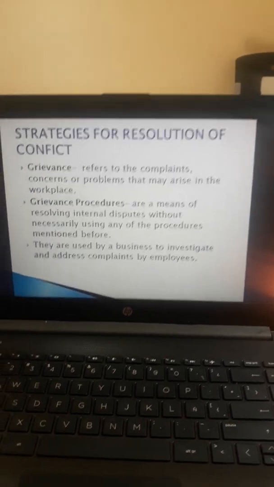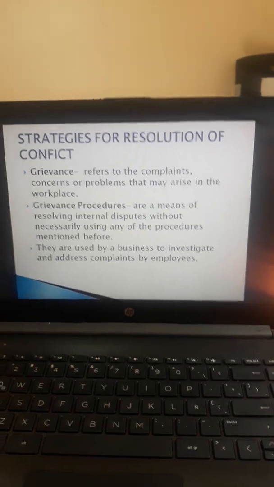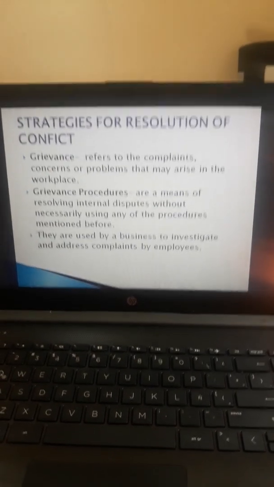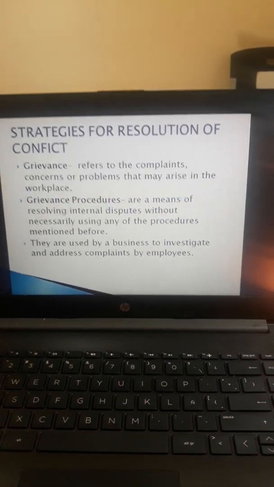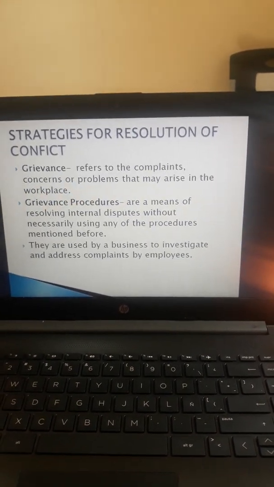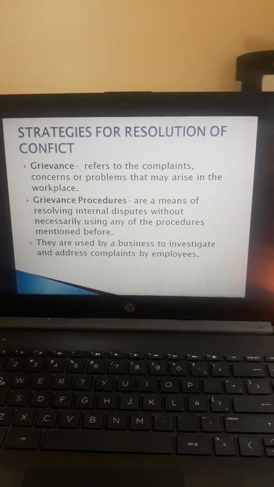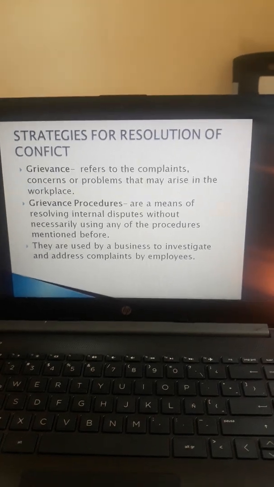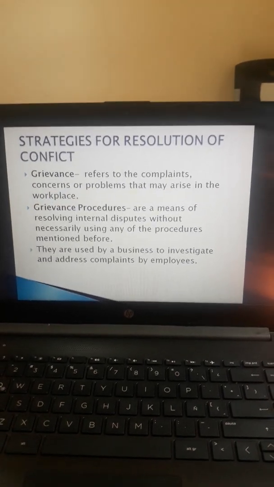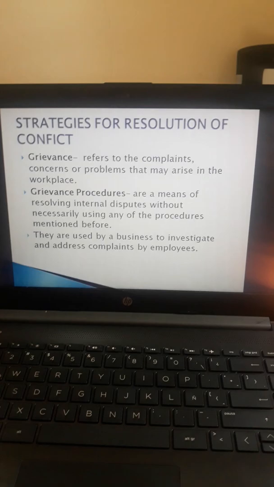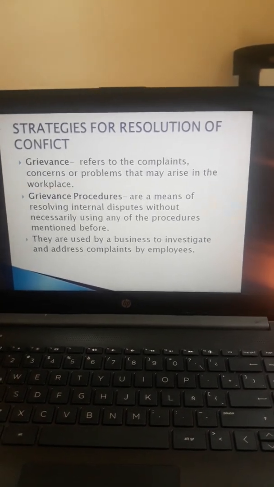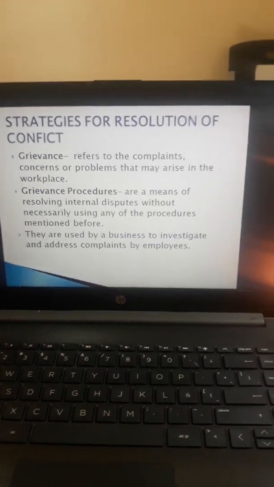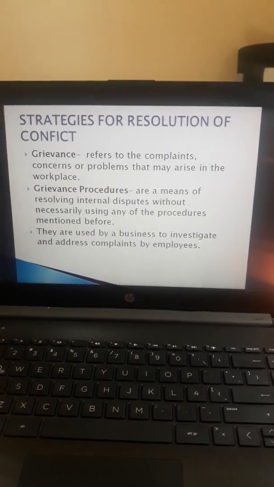And then the higher persons within the organization that hold higher positions, like the managers and CEOs and so on, can now address this problem internally. So they will launch an investigation to find out what is the problem, why are there complaints, and to see how best they can actually solve the problem. So we look at mediation, we look at arbitration, we look at trade union representation, and we looked at grievance procedure.